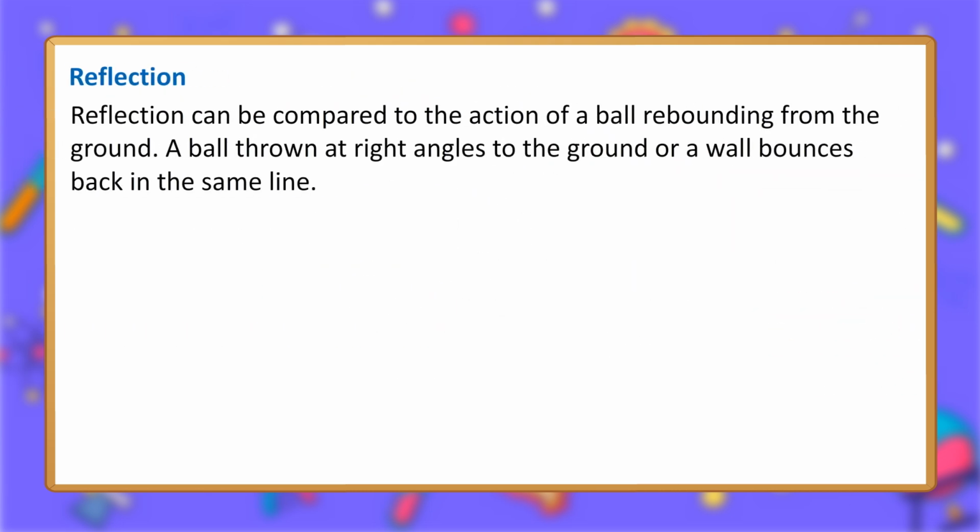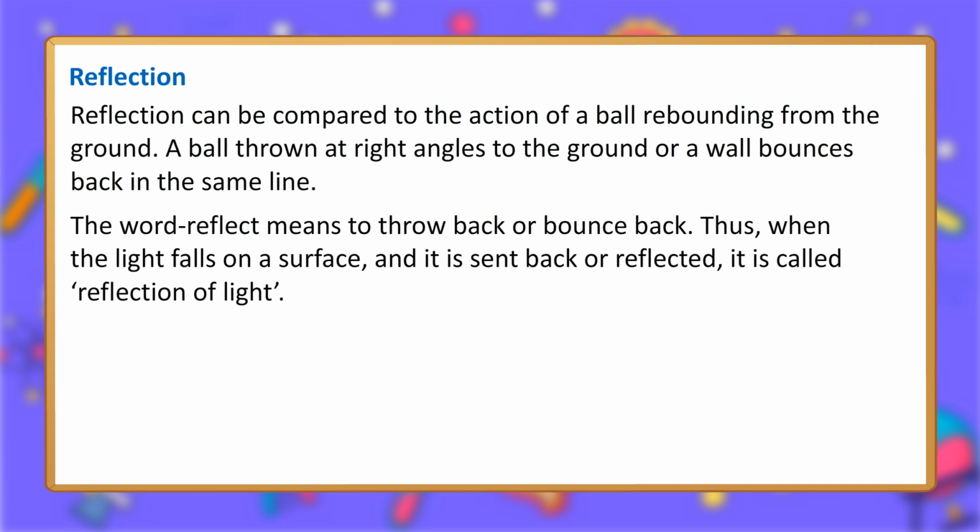Reflection. Reflection can be compared to the action of a ball rebounding from the ground. A ball thrown at right angles to the ground or a wall bounces back in the same line. The word reflect means to throw back or bounce back. Thus, when light falls on a surface and is sent back or reflected, it is called reflection of light. Let us perform an activity.